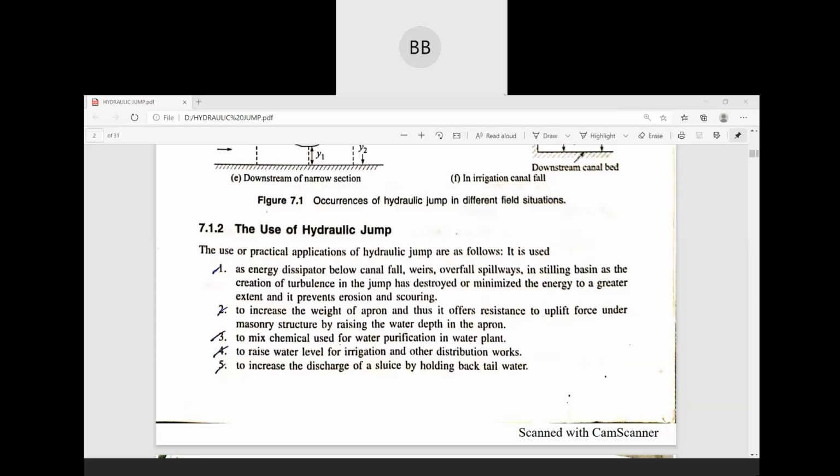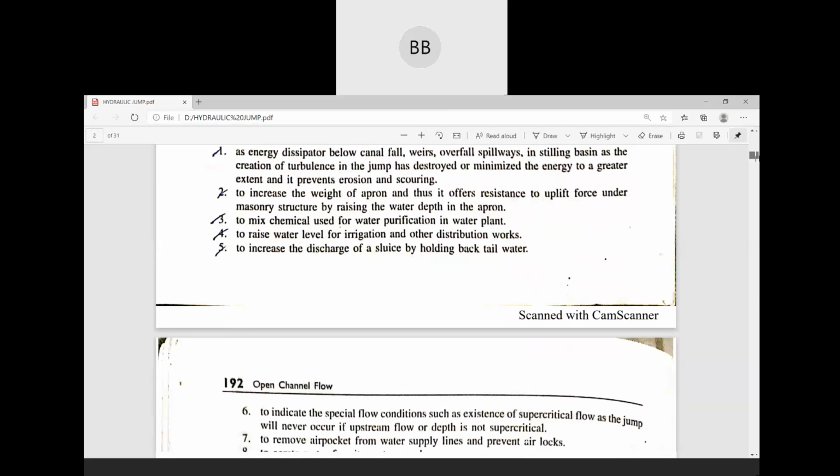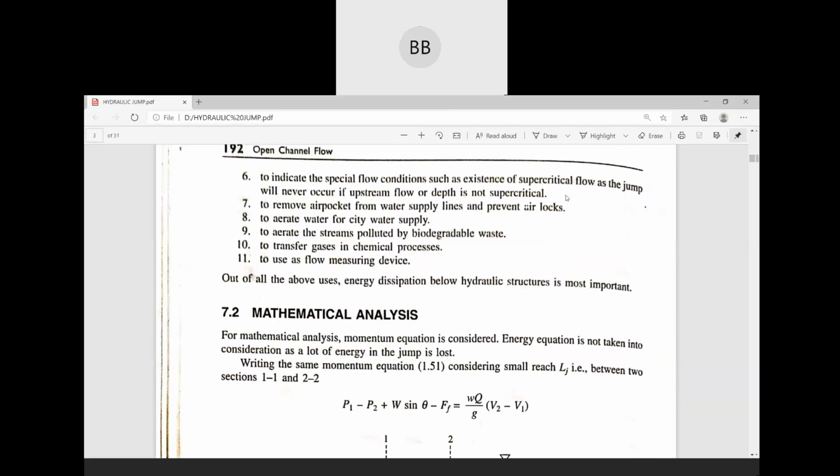There are a lot more uses of hydraulic jump, but these 5 are the most important. So we are discussing these. The others are not that relevant, or not frequently used. Out of all this, you can see here it's written, energy dissipation below a hydraulic structure is most important.